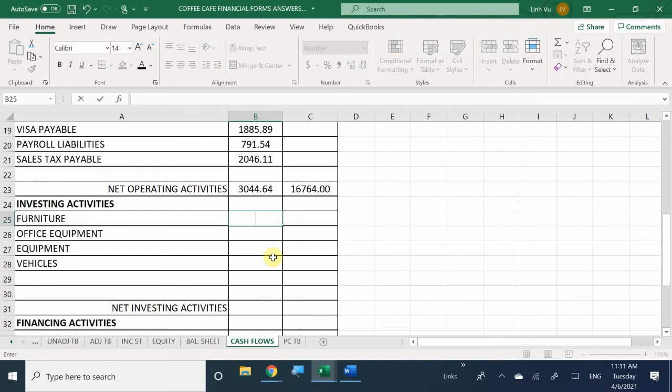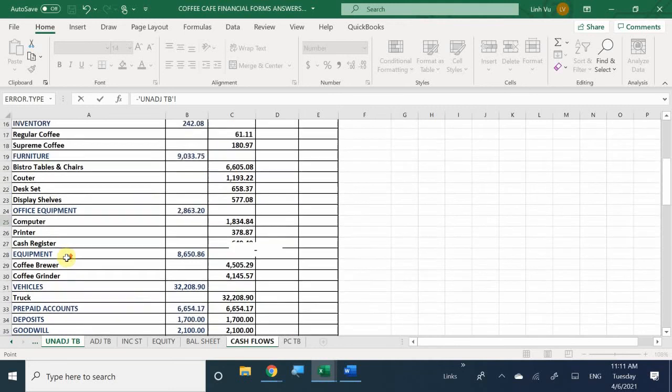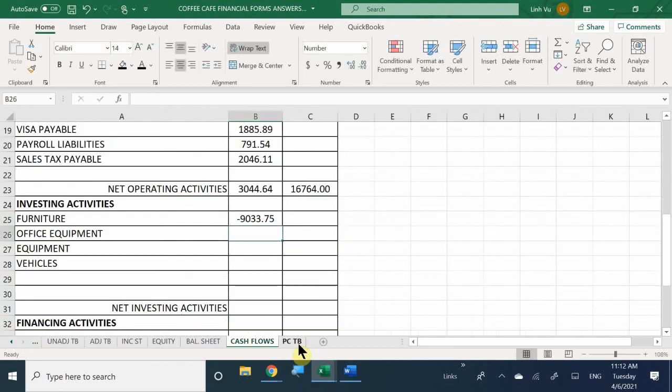Now, we need to reflect the historical value. So this is where I need to go to my unadjusted trial balance for a second and pick up the total for my furniture, because I haven't even calculated my depreciation yet. Right now, my unadjusted trial balance reflects the historical value of everything. So my furniture right now should be $9,033.75. And it's negative because I've already spent the money for it.